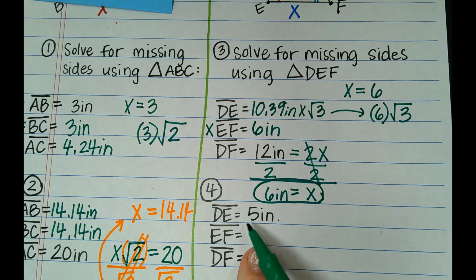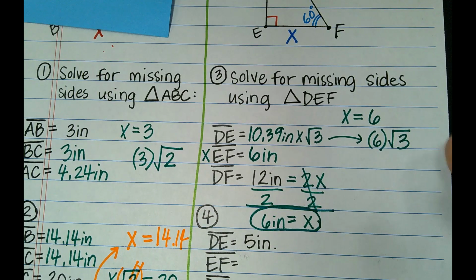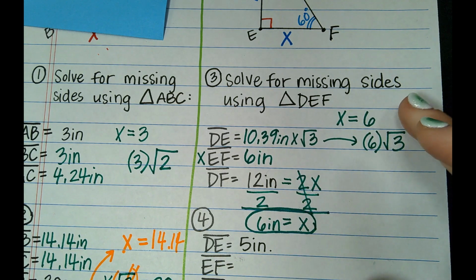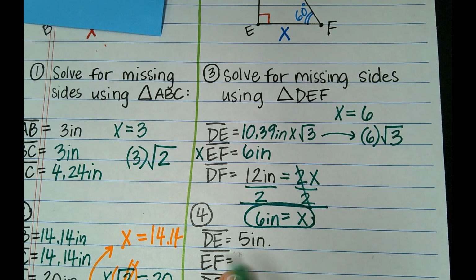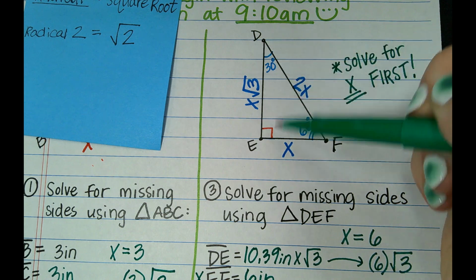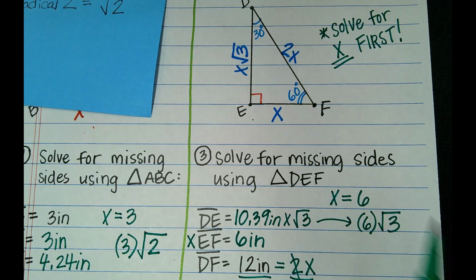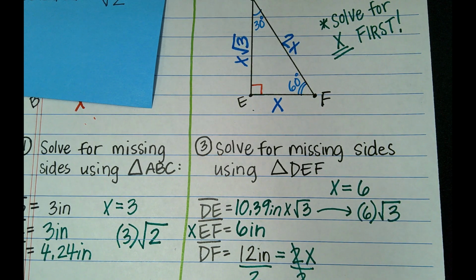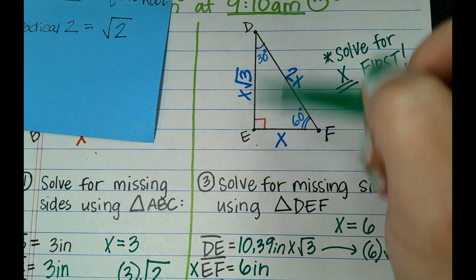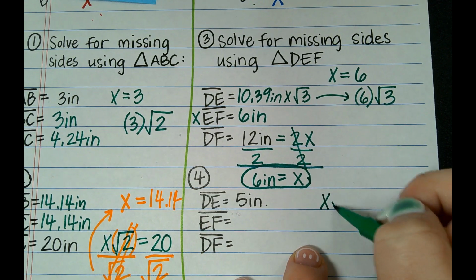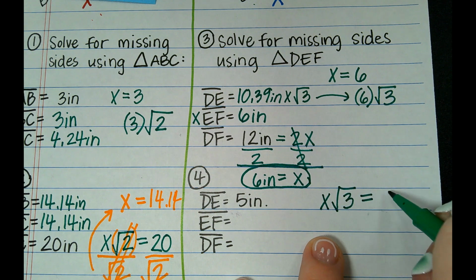Yes. So how did you know to divide this by the square root of 3? Okay, let's see. Let's just make sure everybody else has got it. DE is x radical 3. We all see that. We can make that connection. So why don't we start by setting those equal to each other, since we know that they are equal. X radical 3 is 5. So I'm going to write an equation. X radical 3 equals 5.